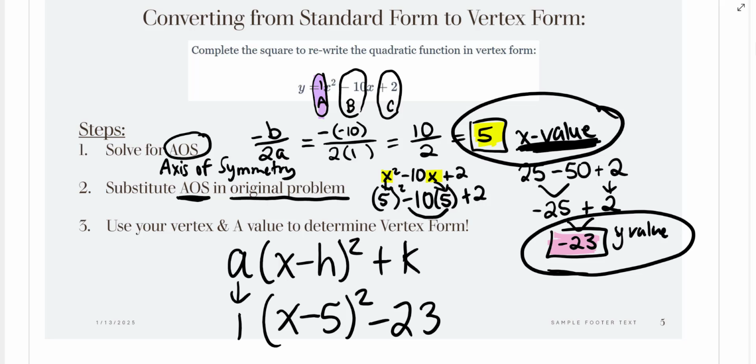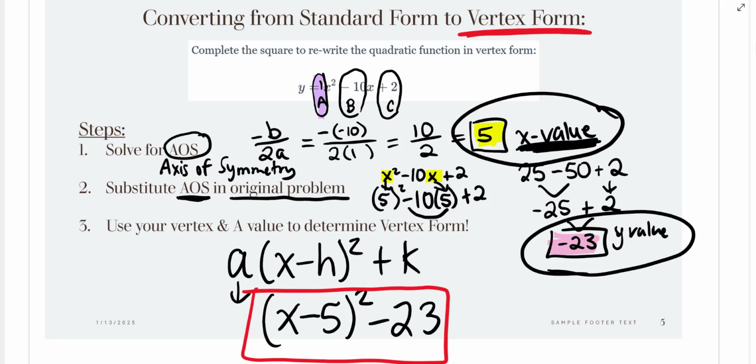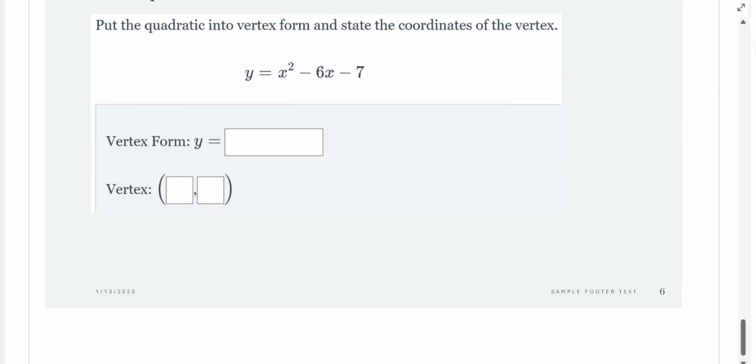Now, when you type your answer in the test, we always say that babies write 1, and you guys aren't babies, so we don't need that 1 in front. It's not necessary. So this would be your final answer for vertex form. And then I'll do one last example quickly.